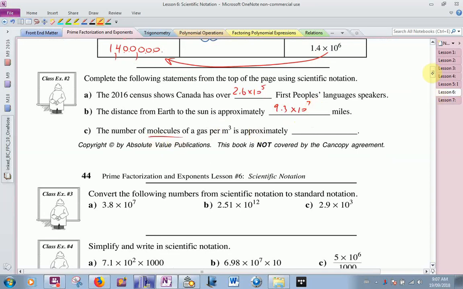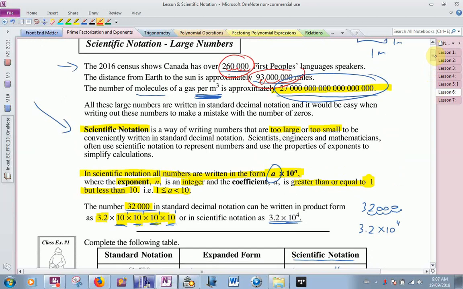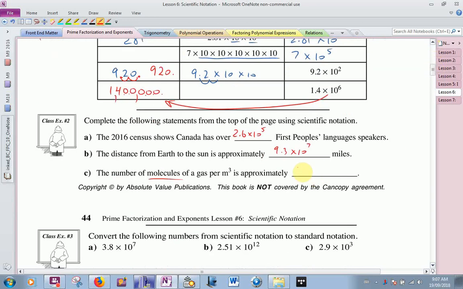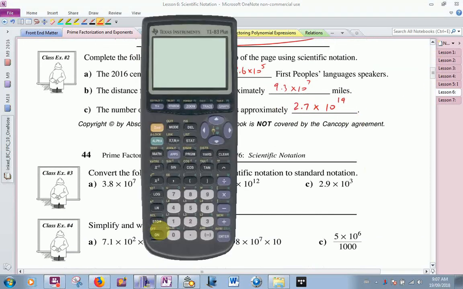Molecules in a gas. Oh boy, here we go. How many is that? I need 2.7. Anybody else check that? I'll trust you. Do we like 19? Yeah? Sweet. Now isn't that a lot nicer to write than all those zeros? Now what happens if I put that huge number in my calculator? 2.7 times, do you think it's going to show me all those zeros?